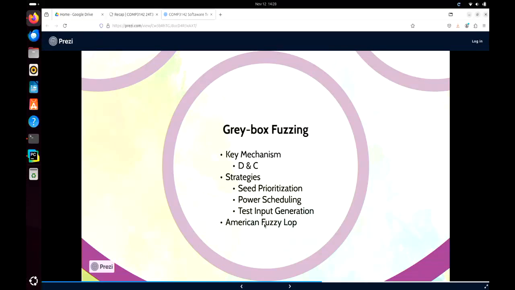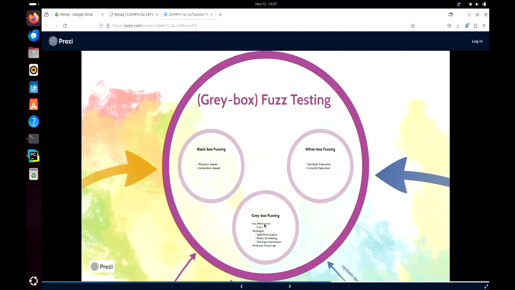And this is a very, very practical technique for detecting vulnerabilities in real-world programs. And we learned arguably the most popular gray box fuzzer, which is called American Fuzzy Lop, and you are doing mini lop for your assignment too. So this is the first practical technique we learned this term.